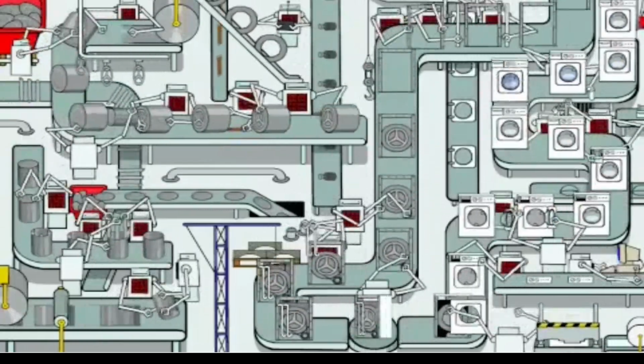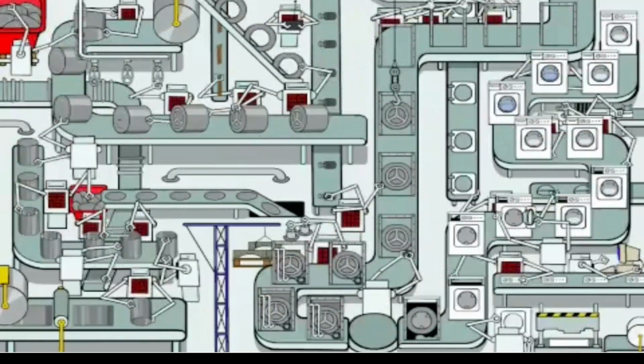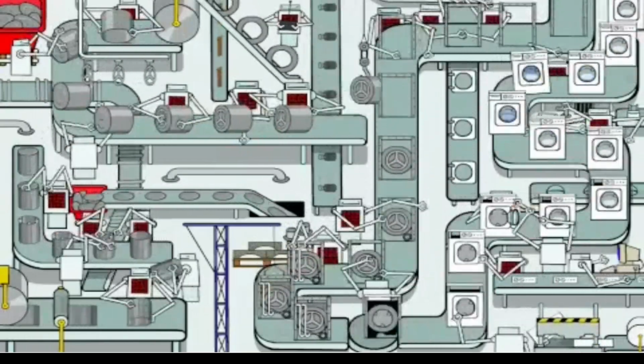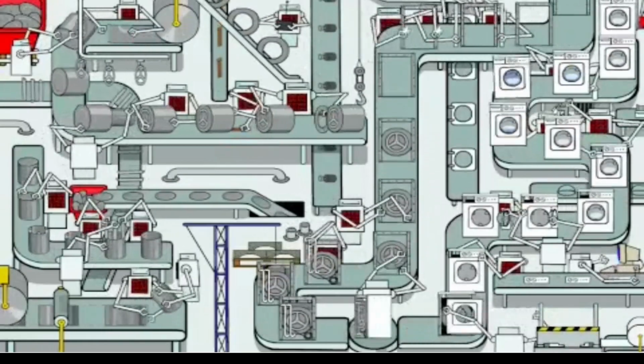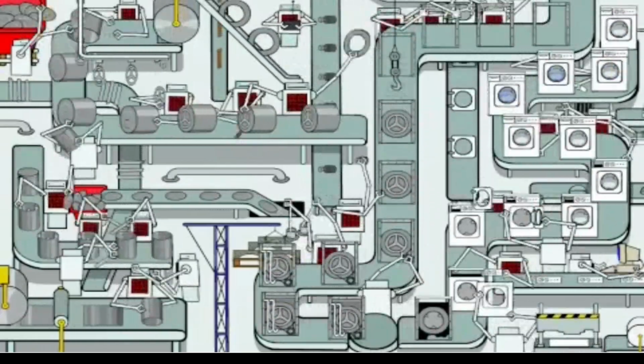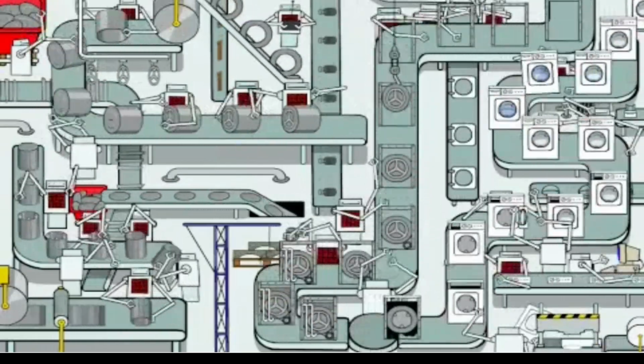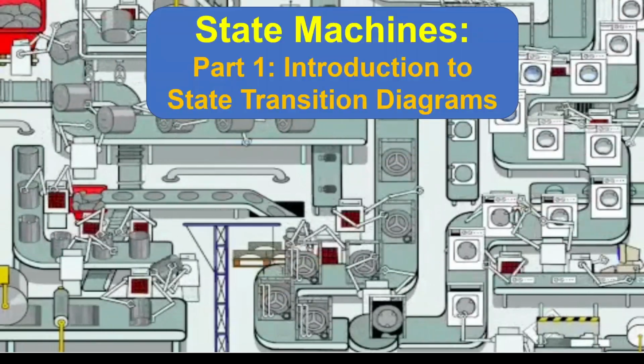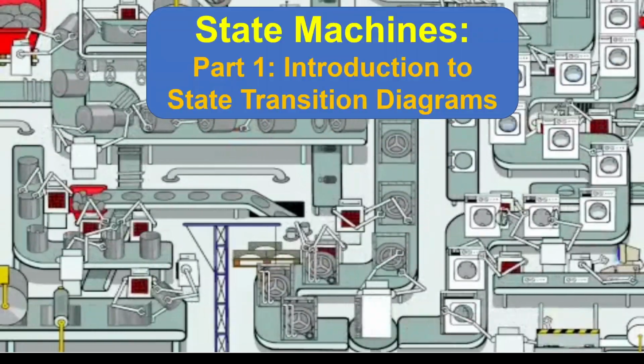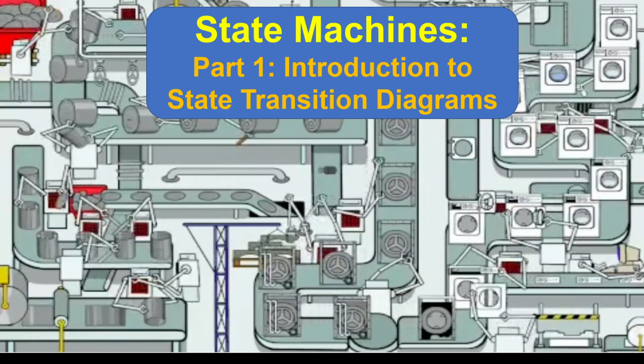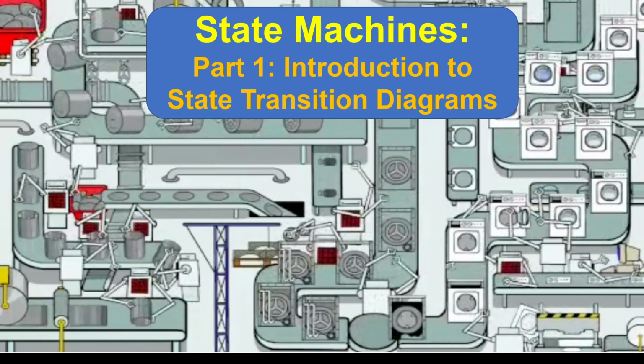This is a series that introduces digital electronics, beginning artificial intelligence, and leads towards designing automation. This topic is an introduction to state machines. Again, this is State Machines, Part 1, Introduction to State Diagram or State Transition Diagrams.